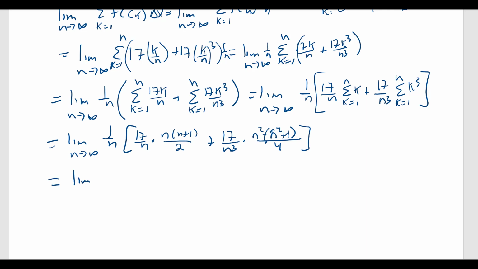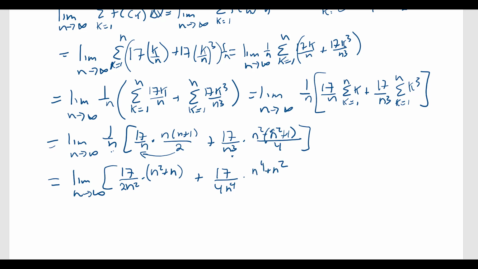Okay, so we have the limit as n goes to infinity of, I'm going to bring this 1 over n into each of these now, 17 over n squared. I'm going to bring this 2 over here as well, 2n squared, times n squared plus n, plus 17 over 4n to the 4th, because that's n times the n cubed, makes n to the 4th, times n to the 4th plus n squared.